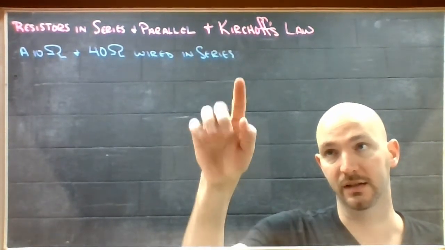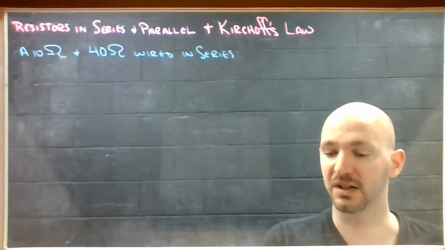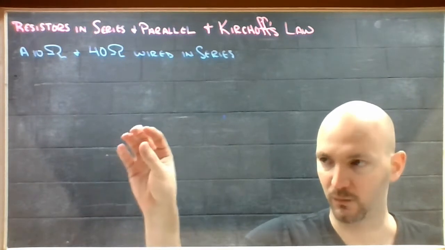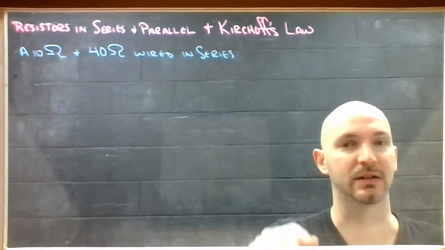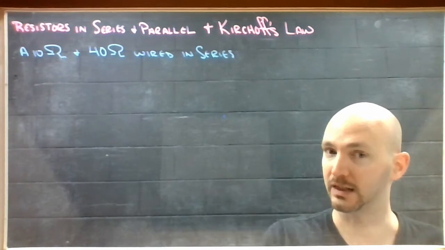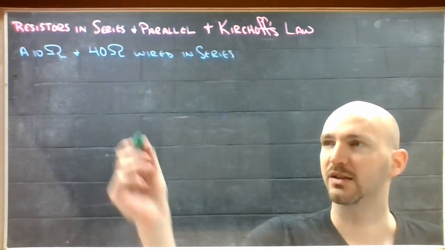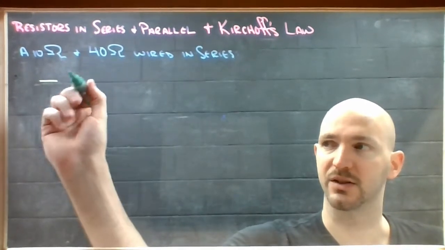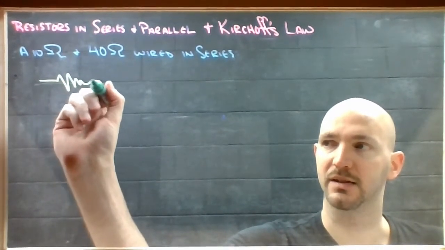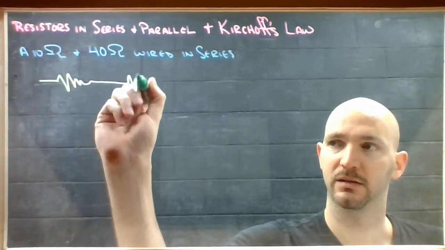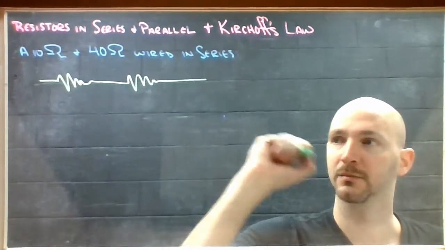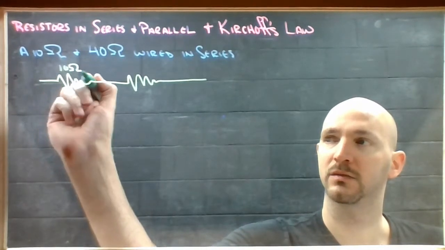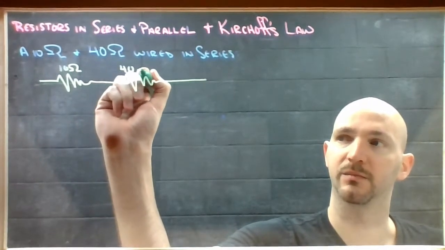So series, you've maybe come across as like television series or a series of books, means that they come one after another, after another, after another. So you start at the beginning and you end at the end, and you read everything in between. So in a circuit, the symbol for a resistor is just this weird squiggly thing. Alright, so I've got 10 ohms there, and I have 40 ohms there.